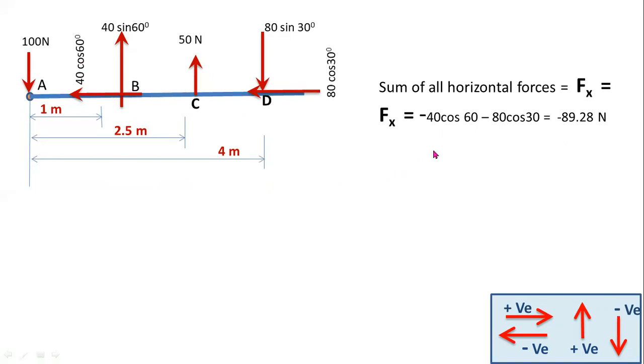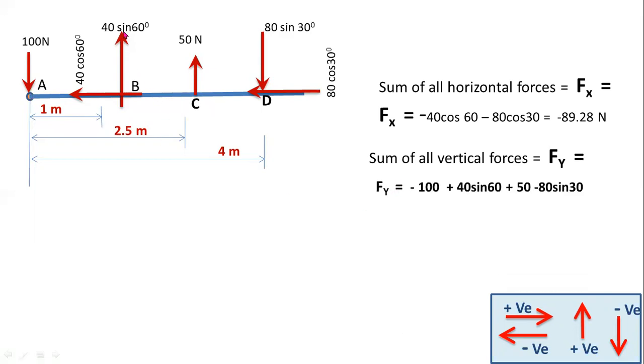Now the sum of all vertical forces. The 100 newton force is acting downward, so minus 100, and this one is acting upward, so plus 40 sin 60. This one is also acting upward, so plus 50. This one is acting downward, so minus 80 sin 30. So Fy equals minus 55.35 newtons.